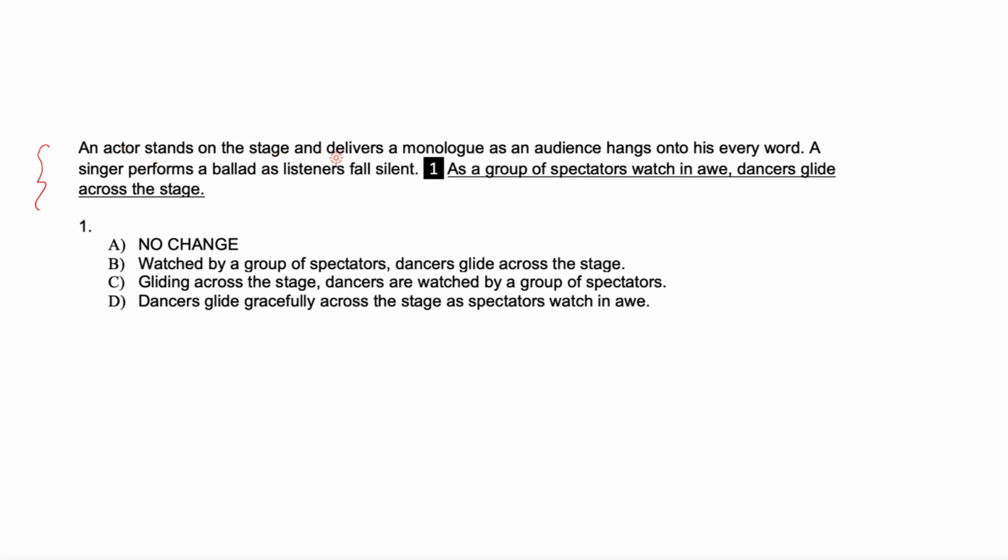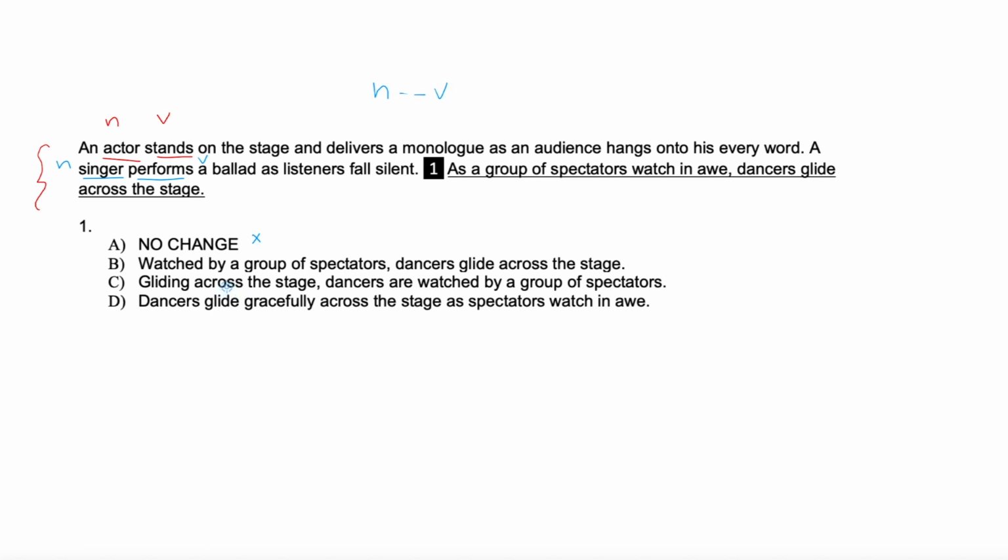An actor stands on the stage. This is what you need to understand. We have a noun immediately followed by a verb. An actor stands on the stage and delivers a monologue as an audience hangs on to his every word. A singer performs a ballad. Again, look at this construction. We have a noun, we have a verb again. That means the pattern that is being followed is noun immediately followed by verb. So the third sentence should also follow the same pattern. But that is not the case over here. That means option choice A is definitely wrong.